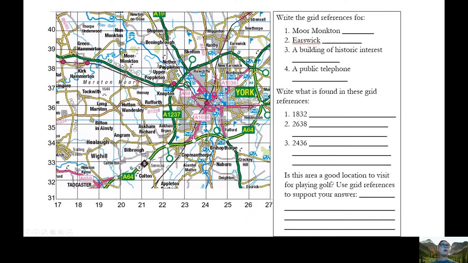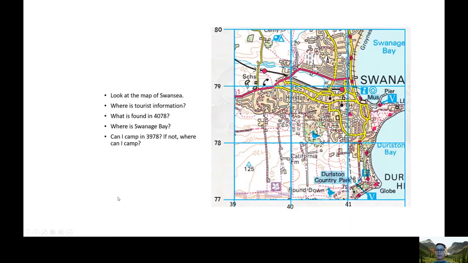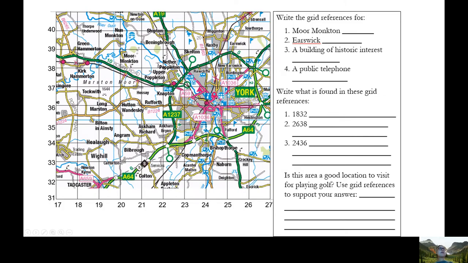Step number one, we go to the bottom left-hand corner. Then we go down, and that takes us to 20. And then we go to the left, and that takes us to 38. So the reference for Moore Monckton is 20, 38. Now, can you please complete 2, 3, and 4, writing down the grid references for these places? Pause this video now and complete that.